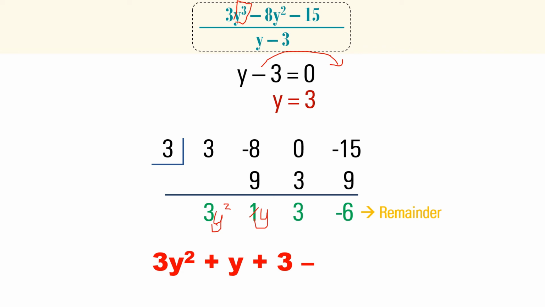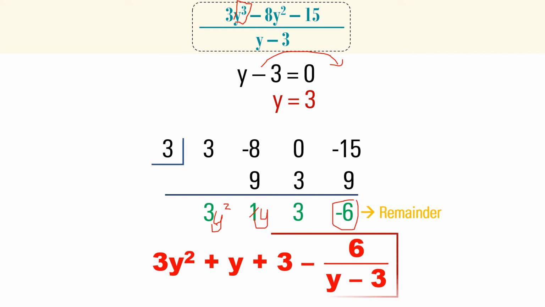How about the remainder? To write the remainder, you just have to make it a numerator over the divisor. Okay, so what is the divisor? Y minus 3. It means it will become 6 over y minus 3. Now, where is the negative sign? We just write the negative sign here. Okay, it's okay if you want to make it positive and put the negative sign here. But to make it simplified, you have to remove the negative sign here and write it in the middle. Okay, so the final answer is 3y squared plus y plus 3 minus 6 over y minus 3.